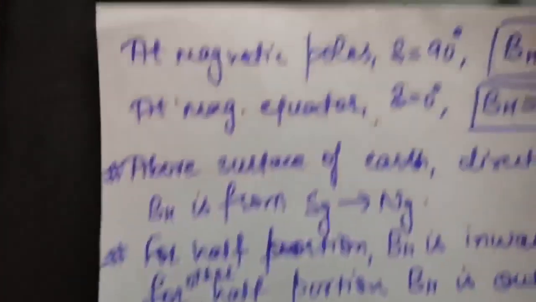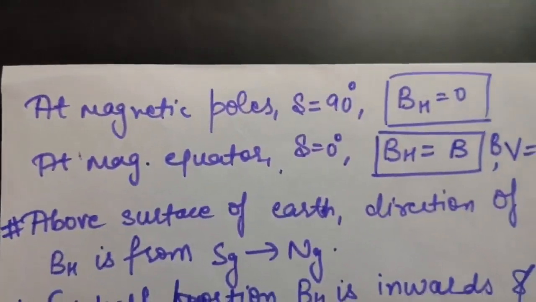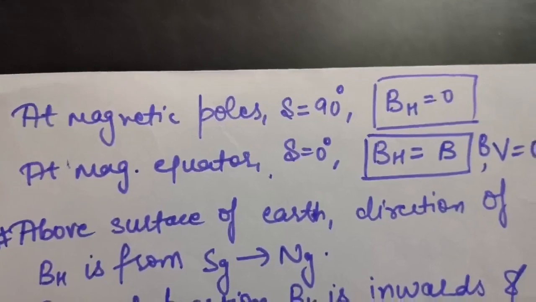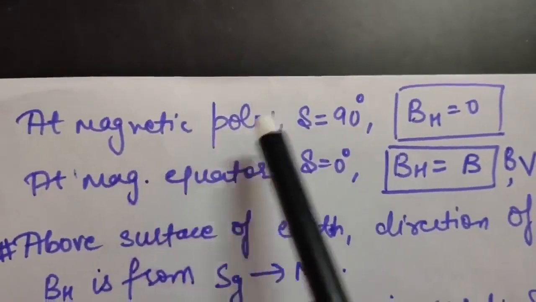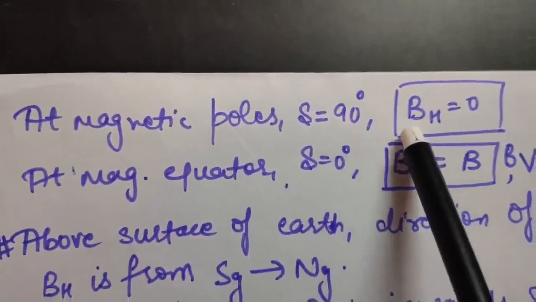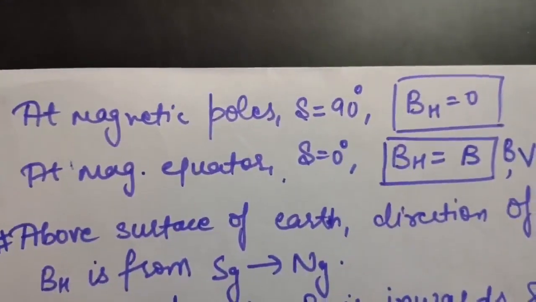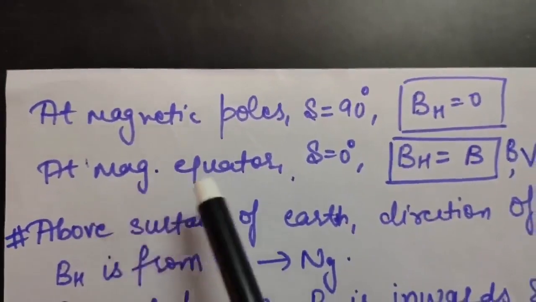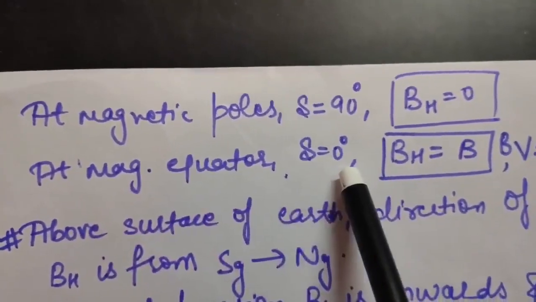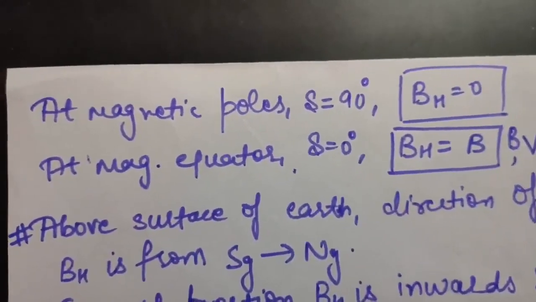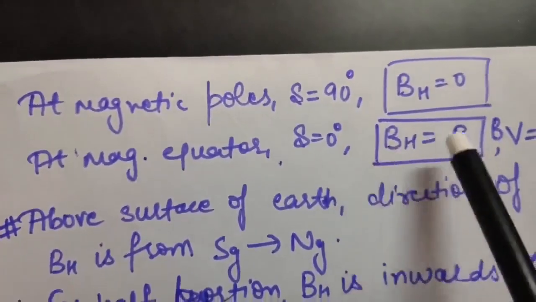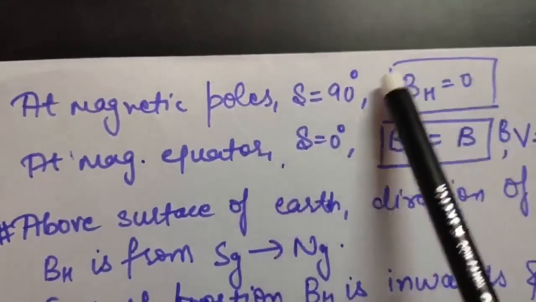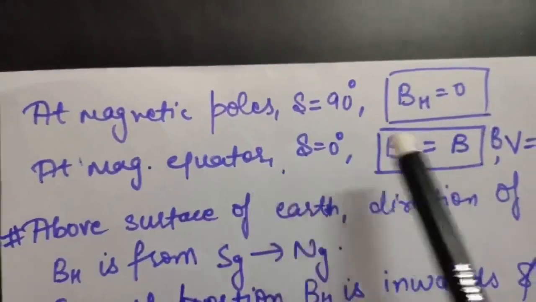Now again, if I talk about magnetic poles and magnetic equators, this we can just tell by the formula. As you know, BH is B cos del, and you also know at magnetic poles del is 90 degrees. So BH will become B cos 90, and cos 90 is 0, so BH will come to be 0. Similarly, we talk about magnetic equator. Del is 0 at magnetic equator. BH is again B cos 0. Cos 0 is 1, so BH will come to be B. So you can see at magnetic poles, there is no horizontal component, and in magnetic equator, there is a horizontal component.